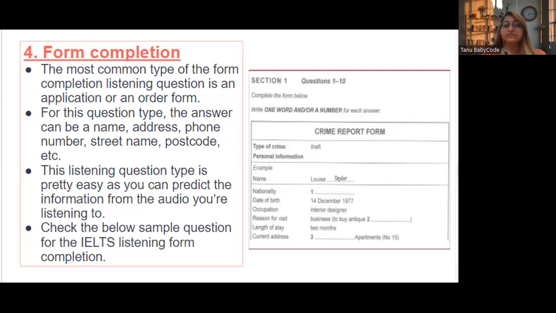And this form completion generally comes in section 1. These are pretty easy because you can predict the information from the audio you are listening to, and since it generally comes in section 1, the difficulty level is very low here, so you will be able to get your answers very quickly. You can see on the right side, crime report form, question number 1 to 10, and this is from section number 1.